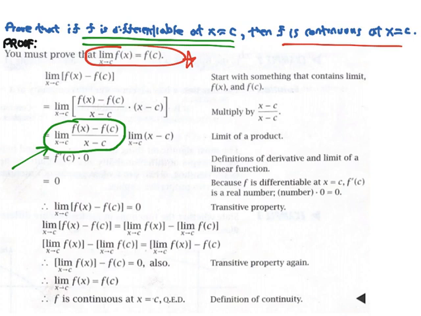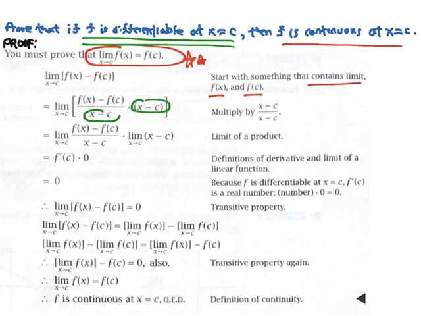So look at how the proof is structured. We start with something that contains the limit of f of x and f of c, because that's what we're trying to get to. And we do a step here, which is multiplying by a form of 1. We multiply by the same quantity in the numerator and the denominator, so we're not changing anything. We're just multiplying by a form of 1. But what that does is we started with this, and when we multiply by the form of 1, we can manipulate that algebraically to get it to be in this form. And this is, of course, a difference quotient.